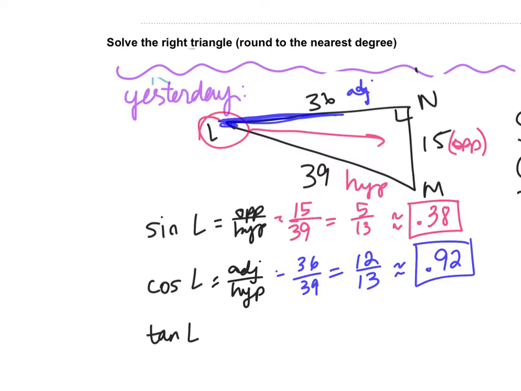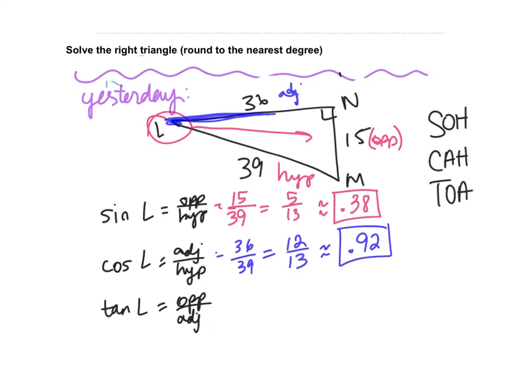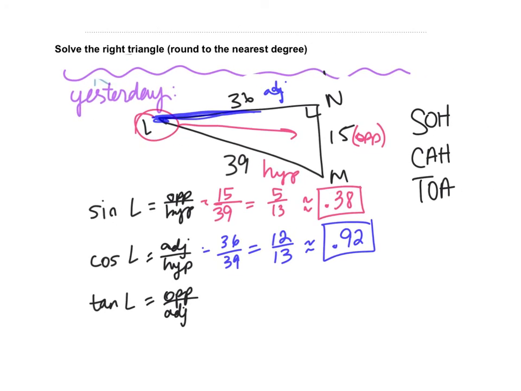And last but not least, the tangent. The tangent, again, is opposite over adjacent. Remember, if you think about SOHCAHTOA, that's where we get these ratios from. Opposite was 15. Adjacent is 36. If we reduce this, we'll have 5/12, or a ratio of 0.42. So that's just a quick review of what the trigonometric ratios look like, and why we are using those.